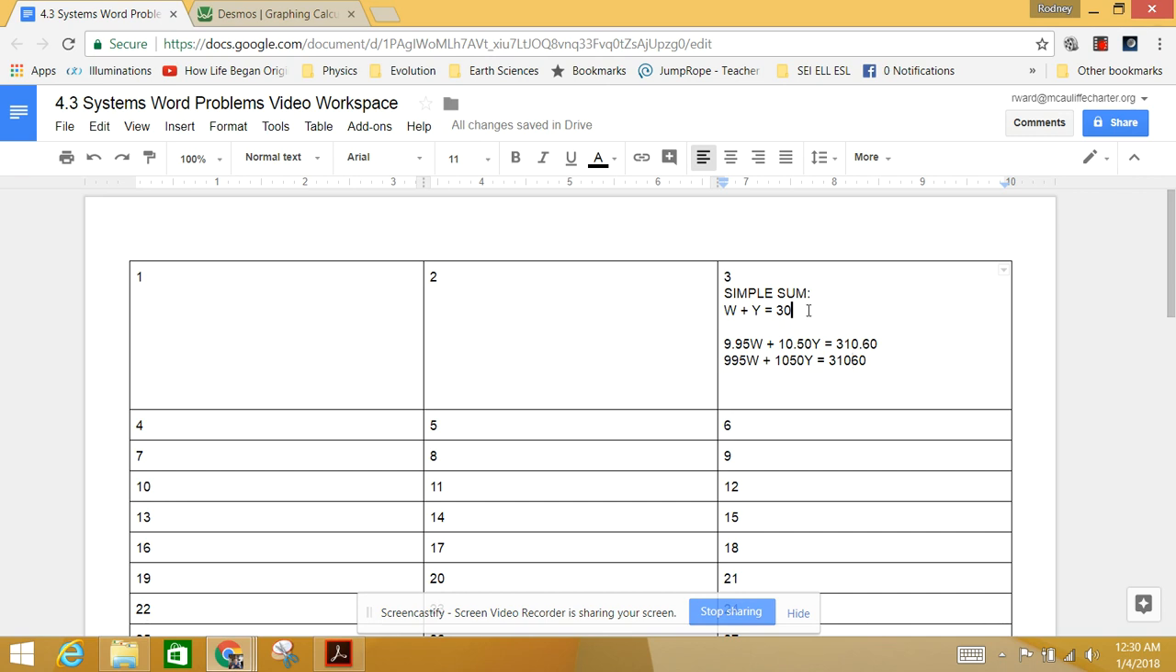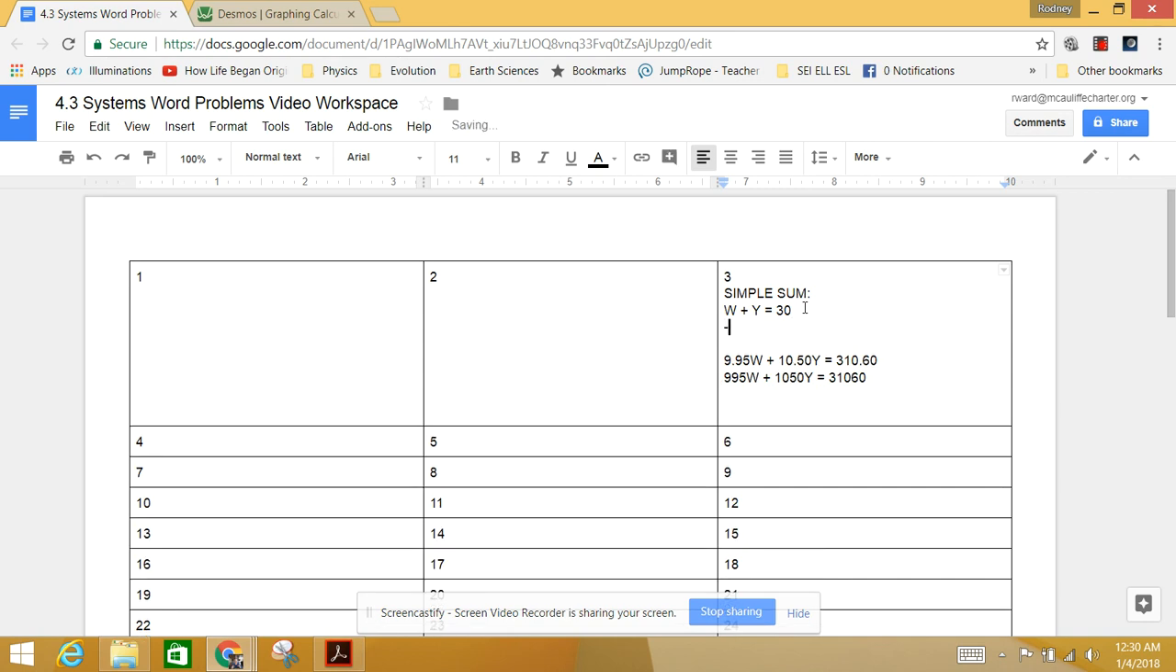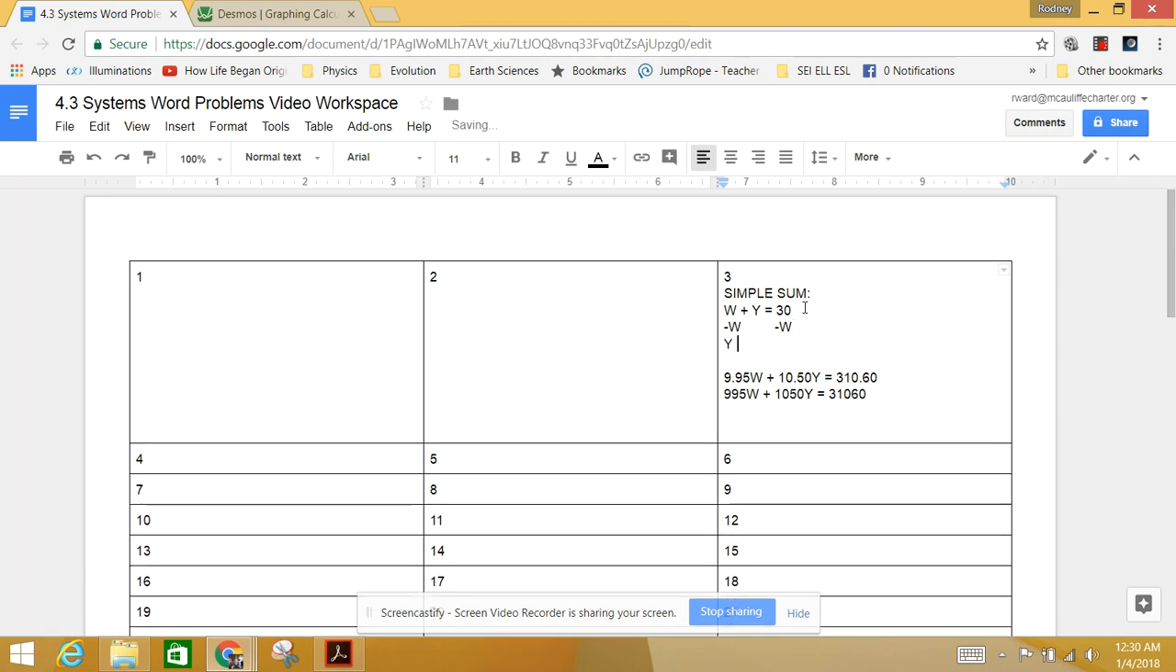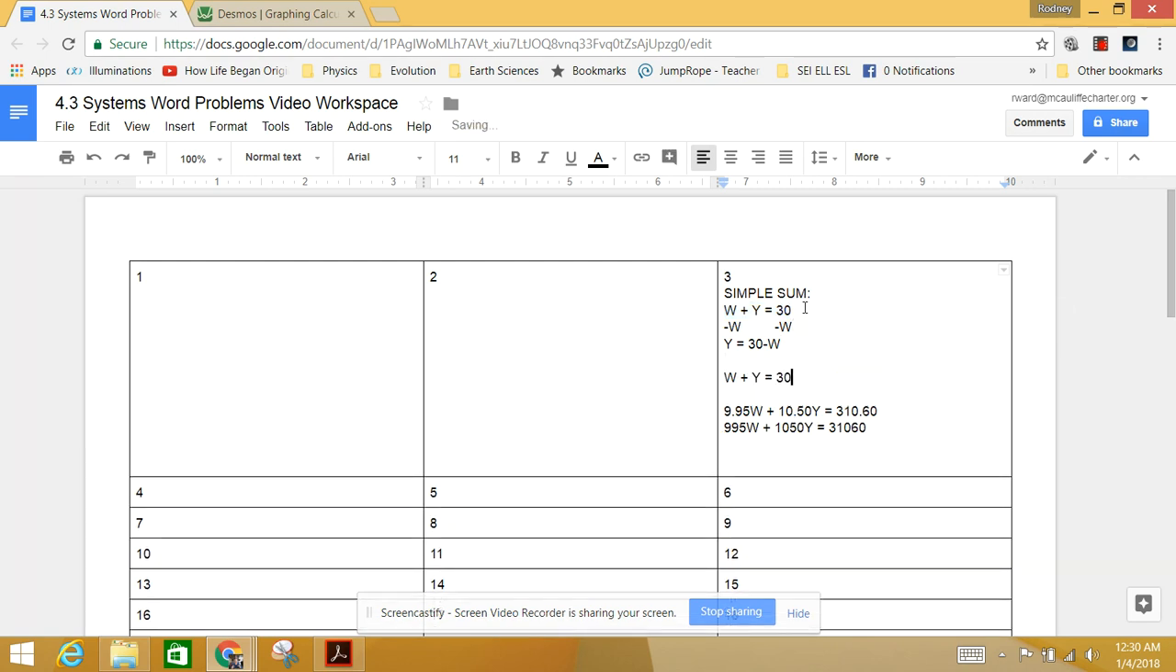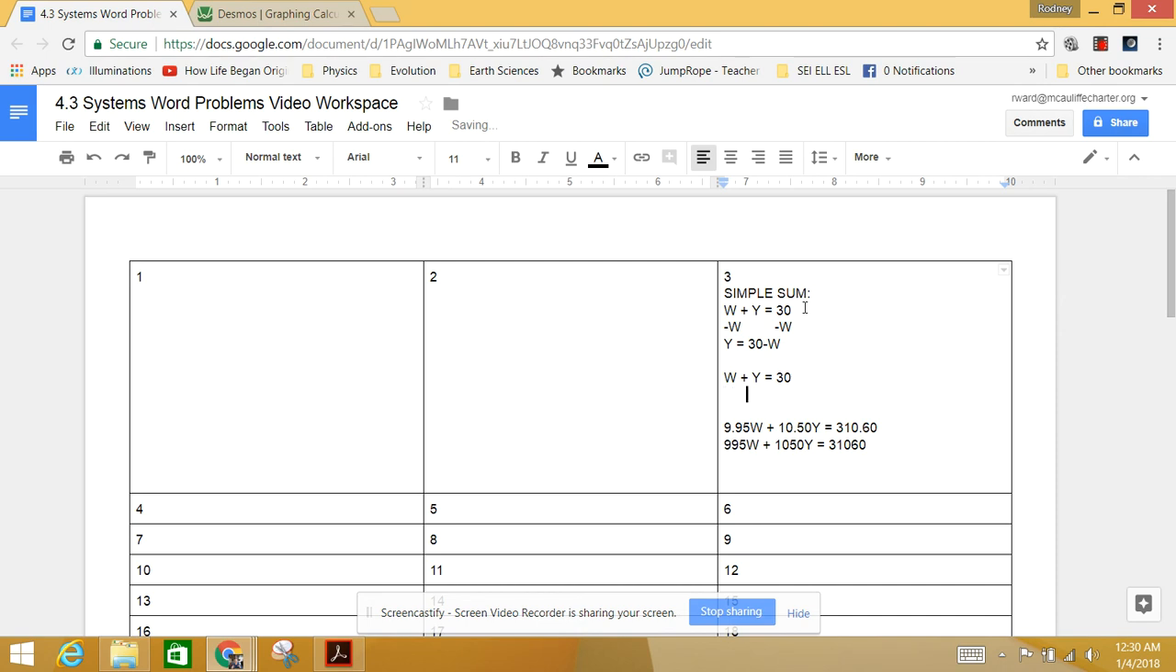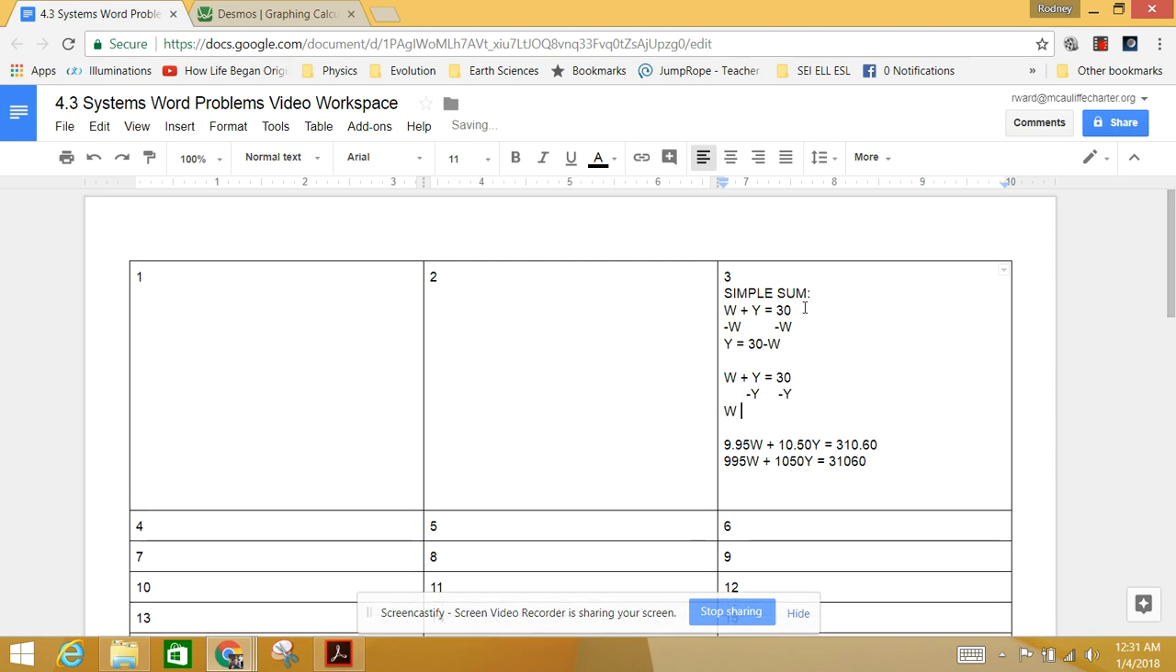I'm going to go one more step here. If I rearrange this equation, if I subtract W from both sides, I get Y equals 30 minus W. I can also rearrange this way. If I subtract Y from both sides, I'll end up with W equals 30 minus Y. And now I have an expression for W that I can replace W with down below, and I have an expression for Y that I can replace Y with down below. And it's your choice. You can use either one.